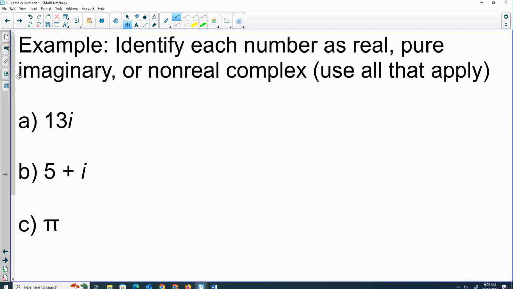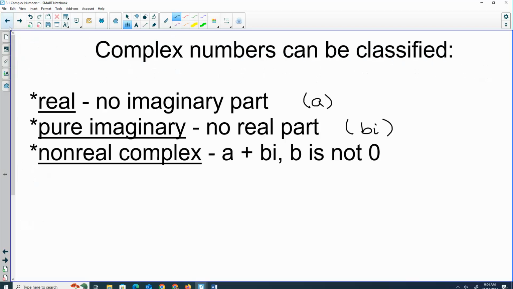So if I want you to identify each number as real, pure imaginary, or non-real complex, use all that apply. Can it be more than one of these things? Real only has the real term. Pure imaginary is just the imaginary term. Non-real complex, the definition of it, a plus bi, the b isn't 0. Couldn't the a be 0 with this definition of non-real complex? All I told you was that b couldn't be.